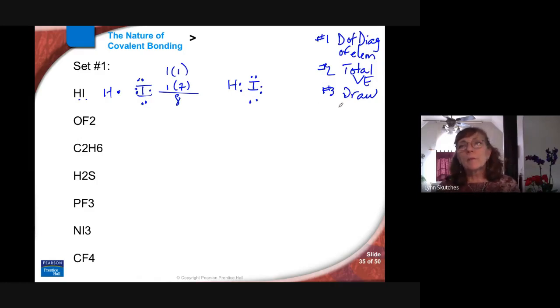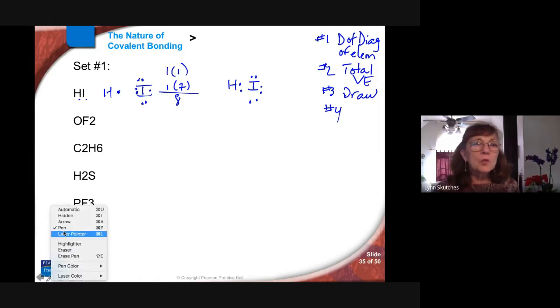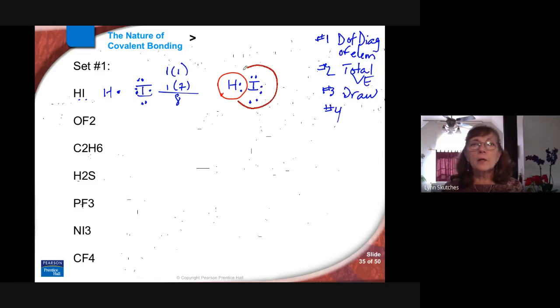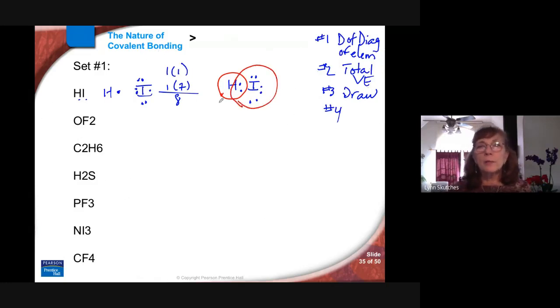Okay, we're good. And then number 4, I would like you to circle the duet or octet. Okay, how does this get that element its noble gas configuration? So circle the hydrogen with 2, circle the iodine with 8. So we have an overlapping, kind of like a Venn diagram.